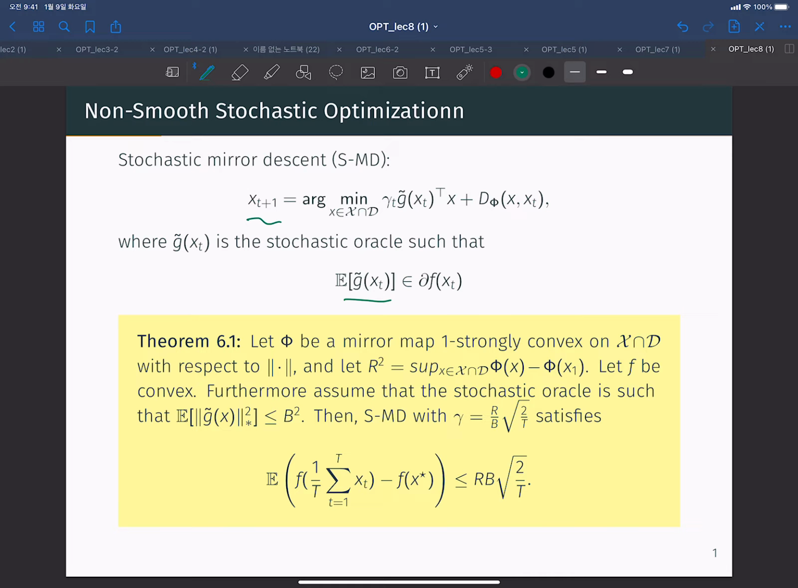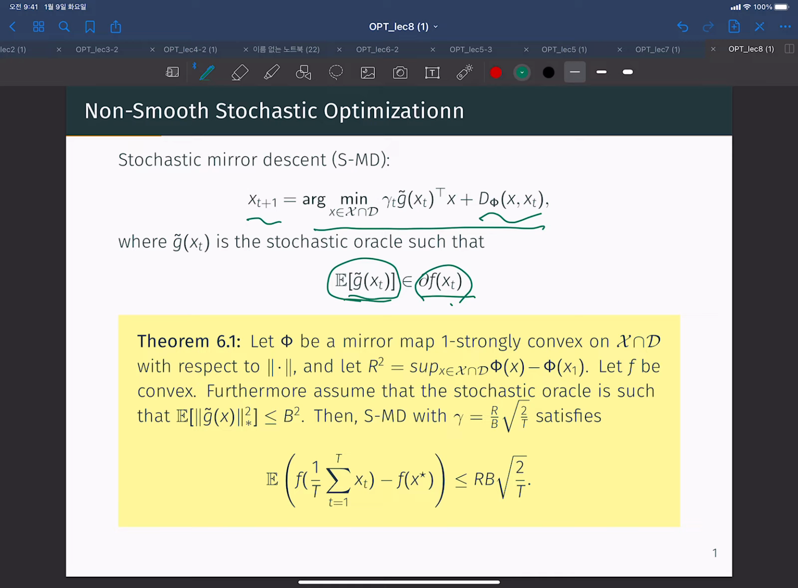Right, so we can define the mirror descent algorithm using a stochastic gradient like this. Let's say g tilde xt has an expectation that belongs to the subgradient set at point xt. And with this stochastic gradient, we can define the mirror descent approach using this Bregman divergence. This is called the stochastic mirror descent algorithm.